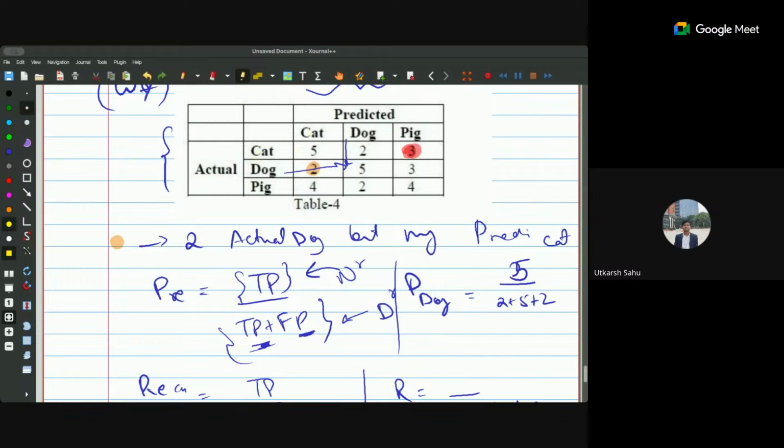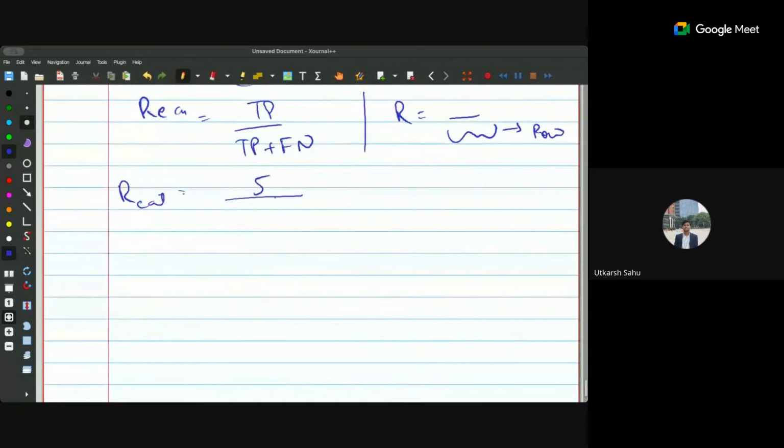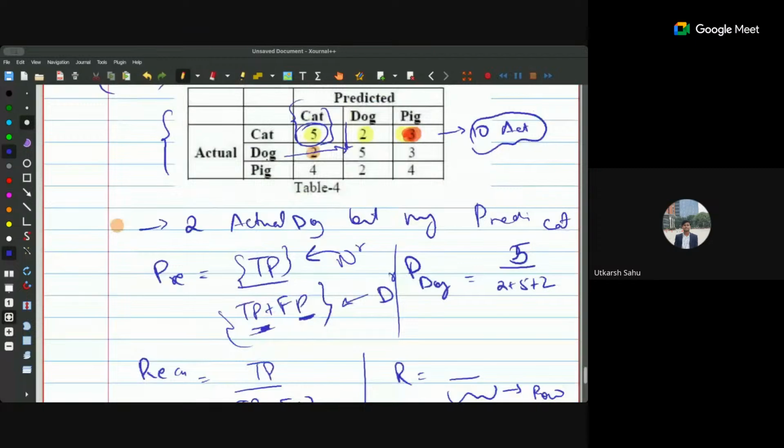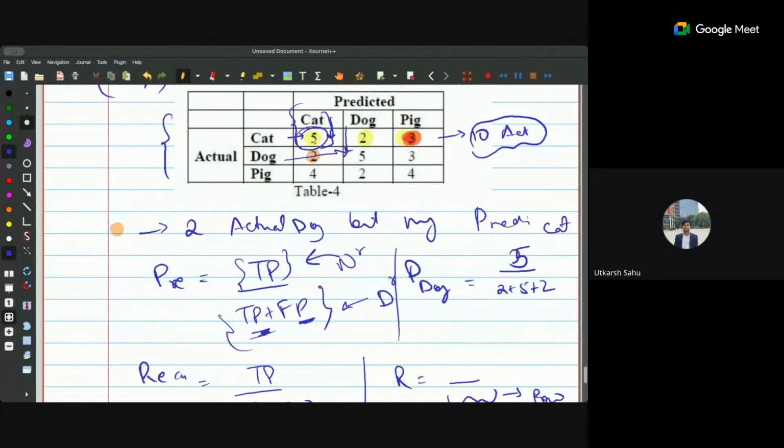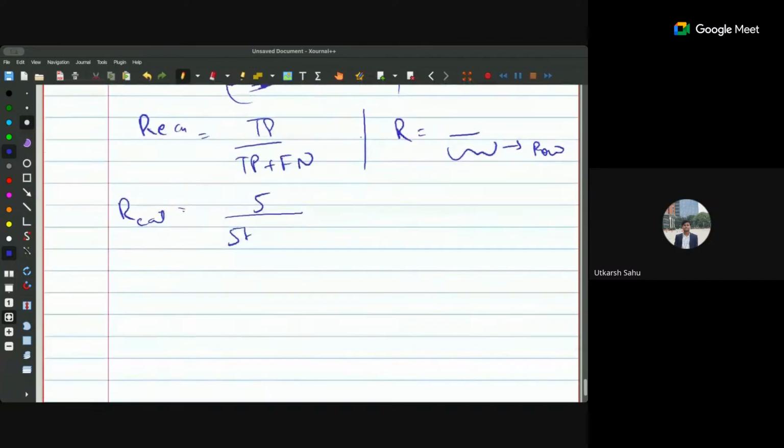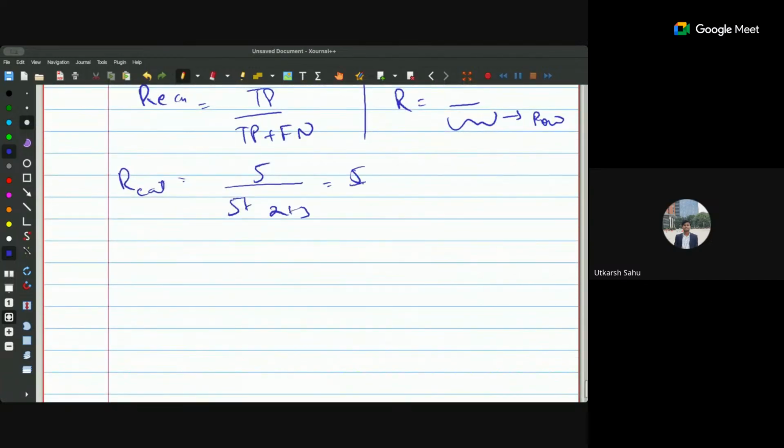This is basic. These are the three things which were actually cat. That means 5 plus 2 plus 3, which means 10 cats were in my sample. I had 10 cats actually. But my model said I have only these 5 cats out of these 10. So this is how I write my recall. The actual matching column 5 is coming from cat, and then the row sum 5 plus 2 plus 3. So you have 5 by 10. Remember, conversion to percentages or decimal, you can check, and that is up to you.